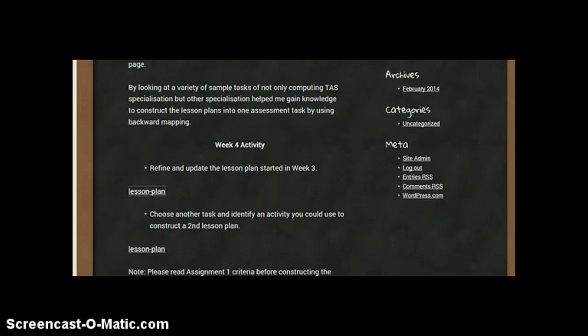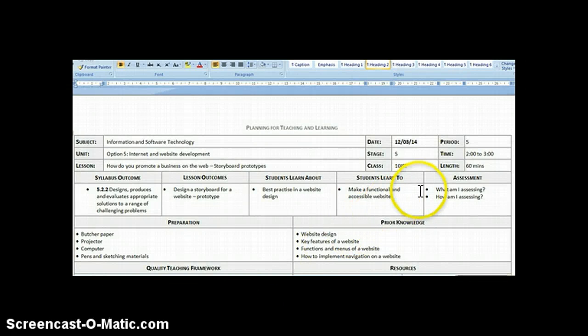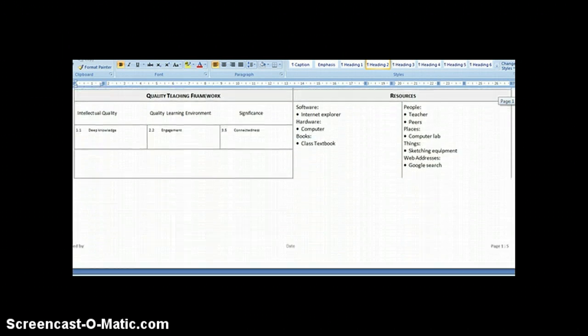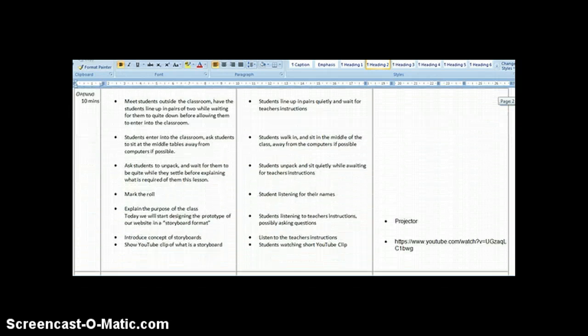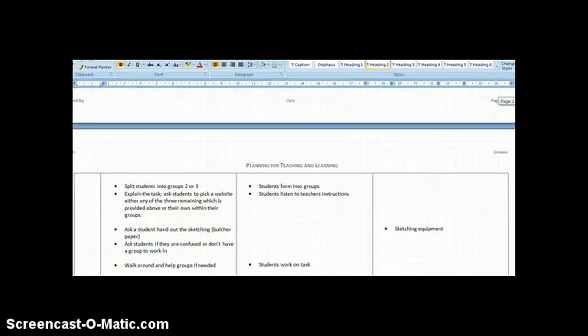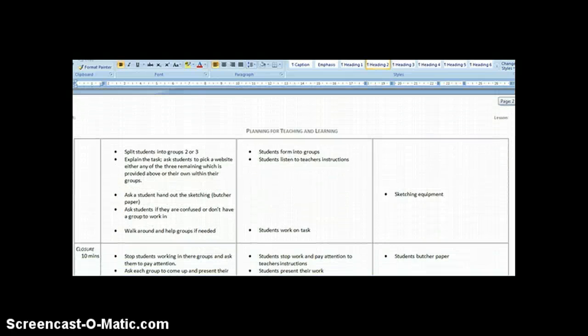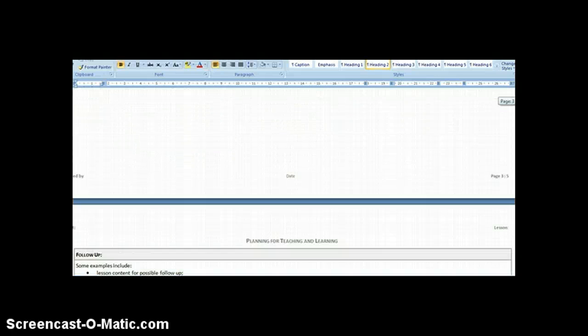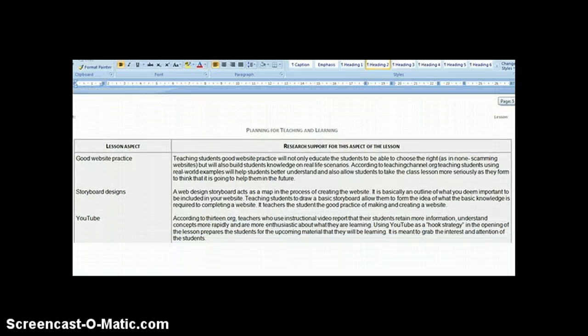During the week 4 activity, we had to refine and update the lesson plan started in week 3. The lesson plan we started in week 3 was storyboard prototypes. We implemented the lesson plan thoroughly with opening, body, and closure of the lesson so that another teacher could pick up the lesson plan and deliver the lesson exactly how it is. Lastly, we built on the lesson aspects of why good website practice is needed. Storyboard designs and YouTube are used in lessons as research support for these aspects.